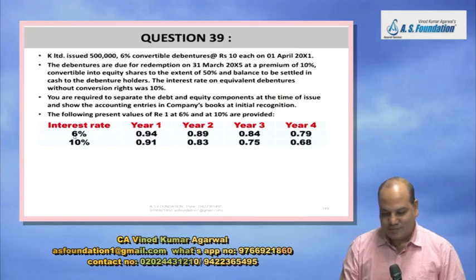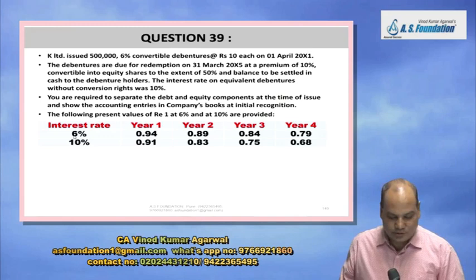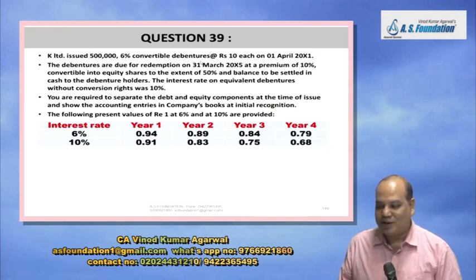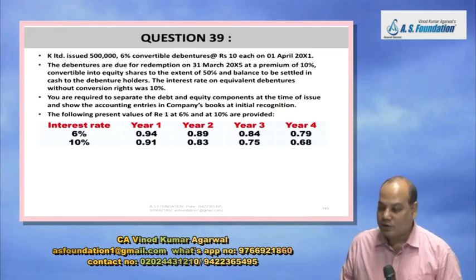One more chance. Only from the book, okay? Just check whether the answer is correct or not. Correct? I don't know, I have not checked. K Limited issued 5 lakh 6% convertible debentures at rupees 10 each, meaning 50 lakh rupees is the total value. On 1 April 20x1, the debentures are due for redemption on 31st March 20x5 at a premium of 10%.